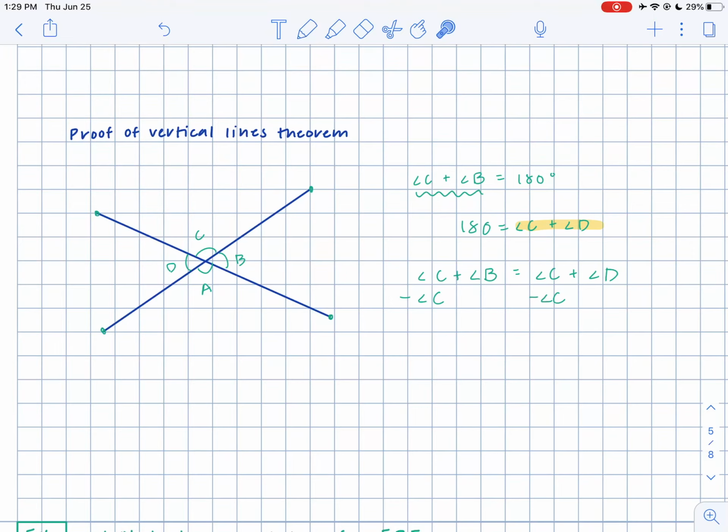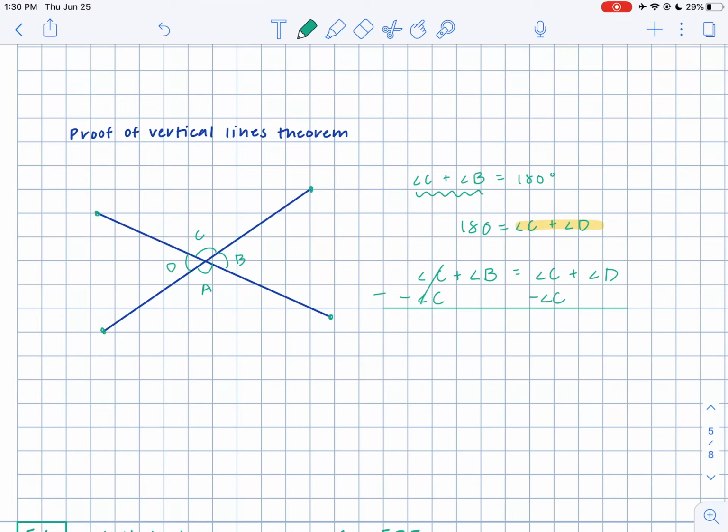Why do we do that? Because we have an equal sign here. This says the left side will equal the right side. So if we're going to make any changes to the left side, we also have to make the same exact change to the right side to keep this equal sign valid. So what happens after we do that?